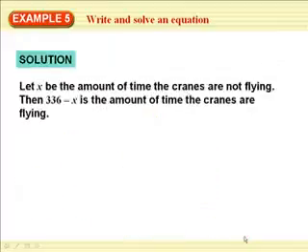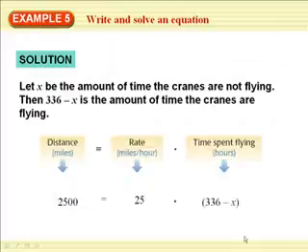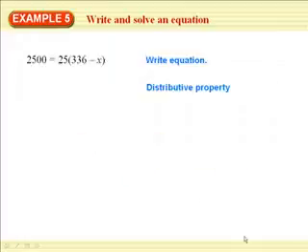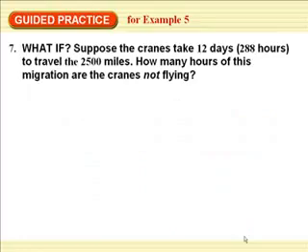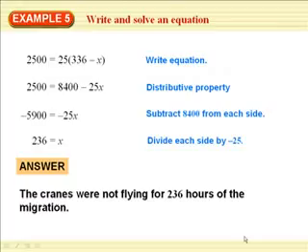So it says let x be the amount of time. There we are, writing our equation, doing our distributive property. I don't know why I write that all out. You guys can see that. Okay, suppose the cranes take 288 hours to travel the 2,500 miles. How many hours of this migration are they not flying? So basically, let's go back to this.